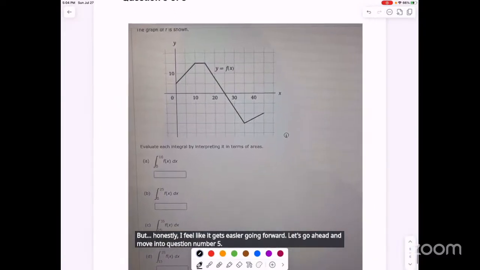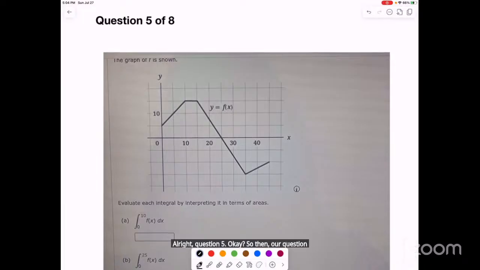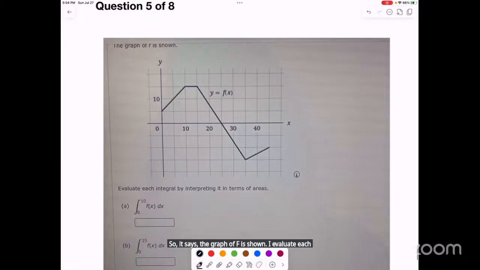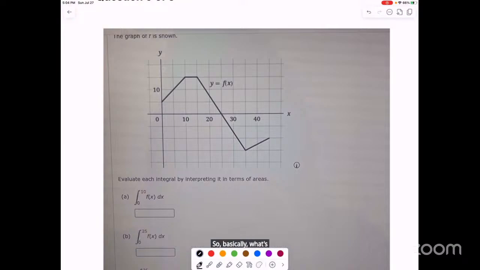All right, question 5. So then our question 5 in our series of 8. It says the graph of f is shown. Evaluate each integral by interpreting it in terms of its area, right? So first they want the integral as x goes from 0 to 10 of this function. So basically, what's the area under the curve? So we can break this into its simple shapes.